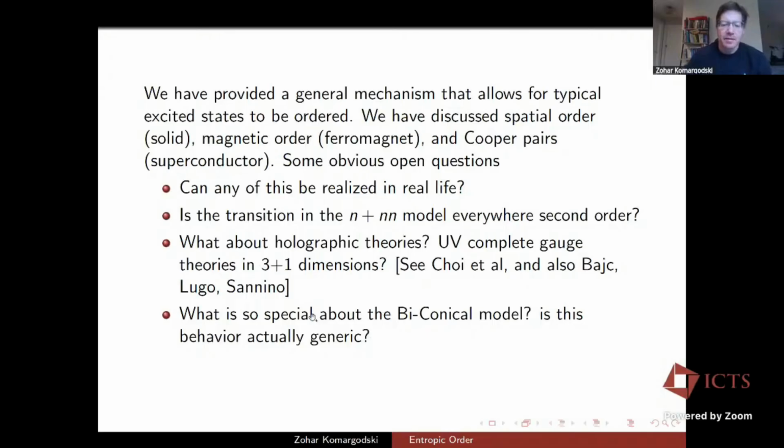And I mean, the last question is related to the first question. What is special about this biconical QFT? This phenomenon doesn't happen in the ON model, but is it generic? Or is it something special that happens in very special magnets? I don't know how generic it is. It seems to me that it's pretty generic, but this is to understand in the future.